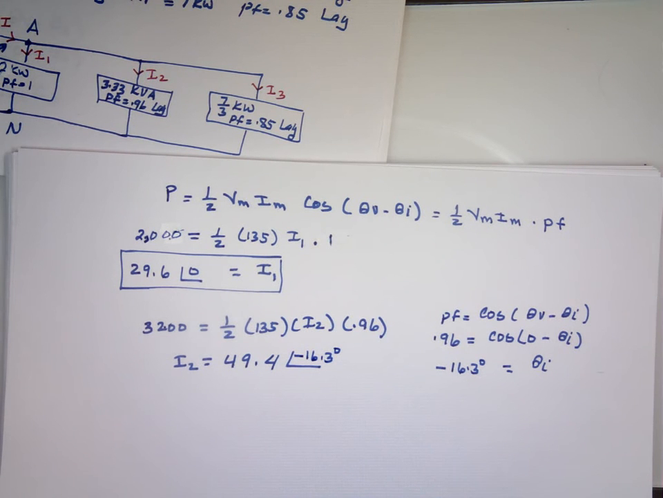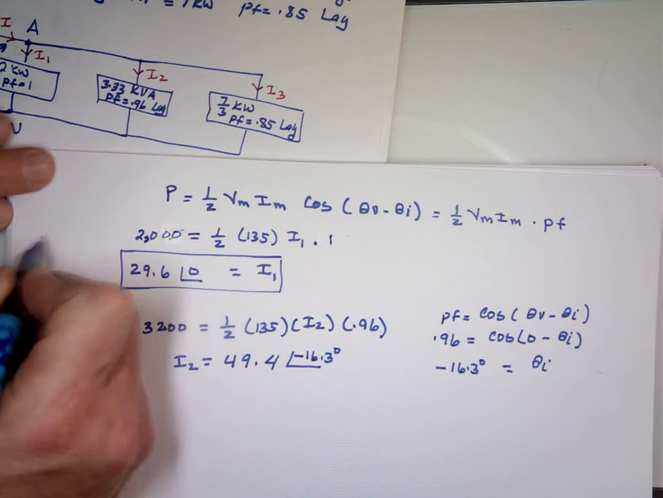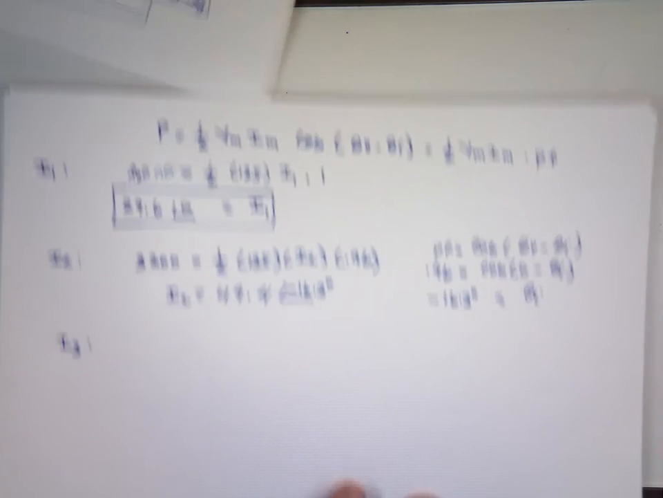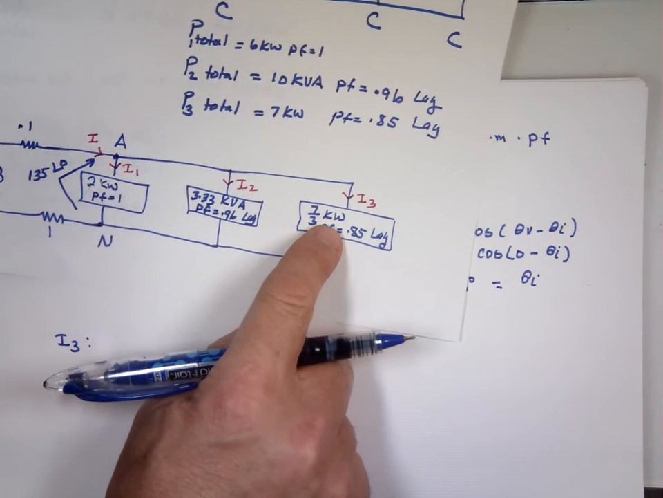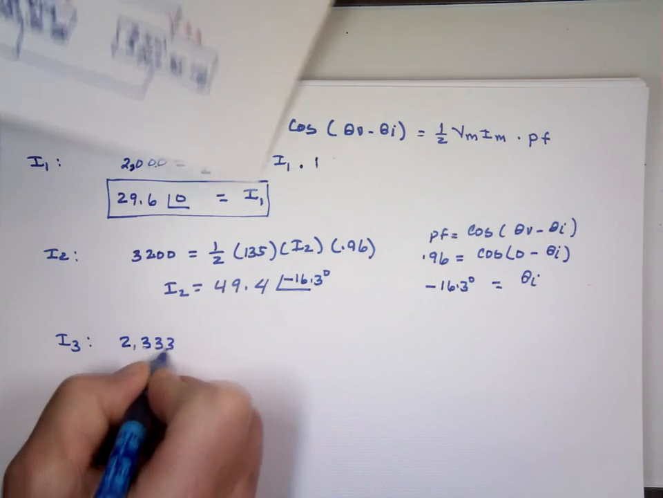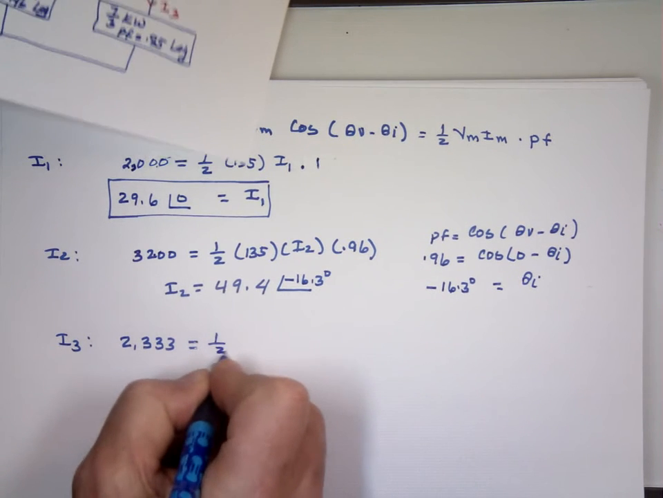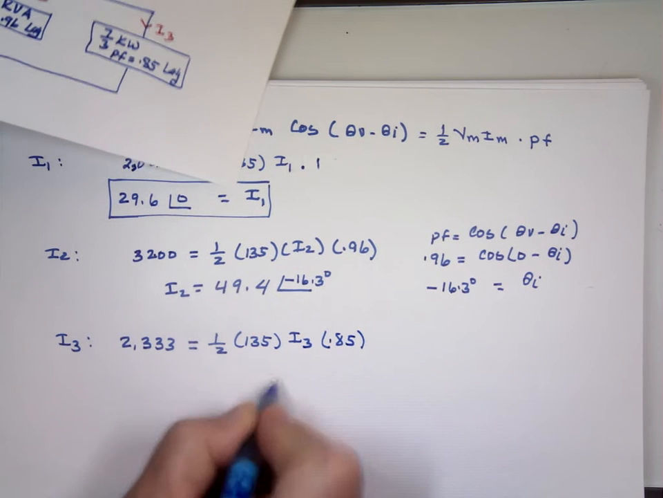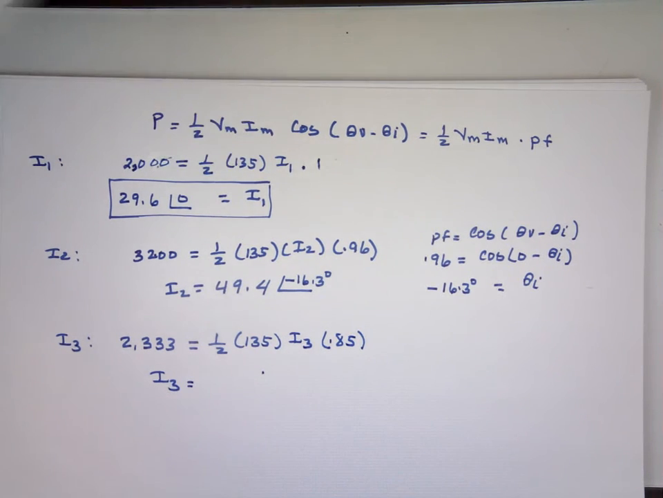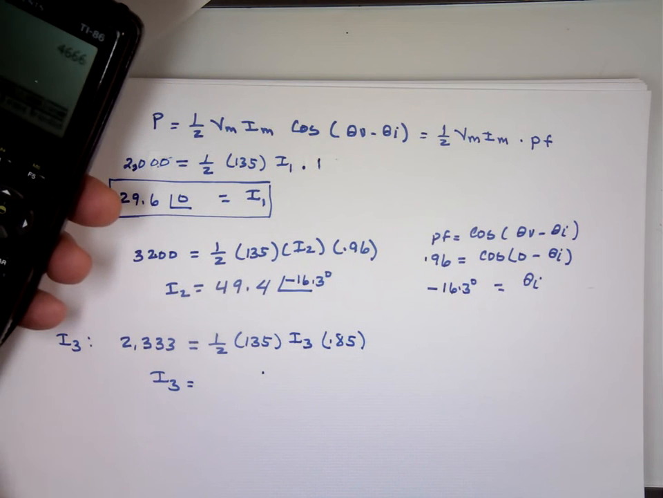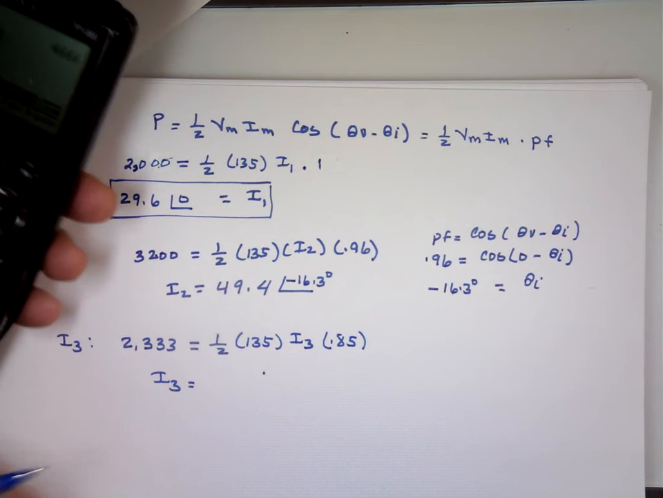We need to know what that angle is. You can't just add the magnitudes. So this is I sub 1, this is I sub 2, and let's do I sub 3. The current through this one, again, we have the average power to be 2,333 equals 1/2 times 135 times I sub 3 times the power factor 0.85, times 2, divided by 135 divided by 0.85 equals, I get 40.7.